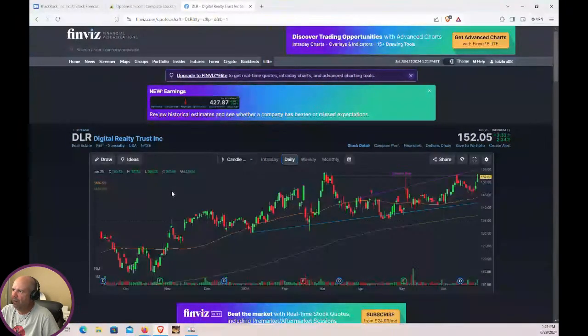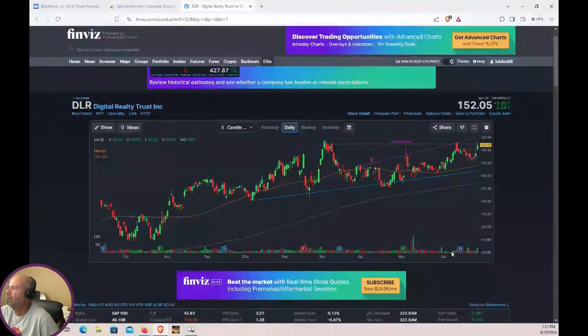DLR, Digital Realty Trust. As they draw the line, it hit a double top. Actually, right now it's a triple top. It goes to a quadruple top at the moment, and I don't even know what the earnings are. Still going up at 3%, $150. So for that matter, let's take a look and see how this stock will be acting for the next earnings.